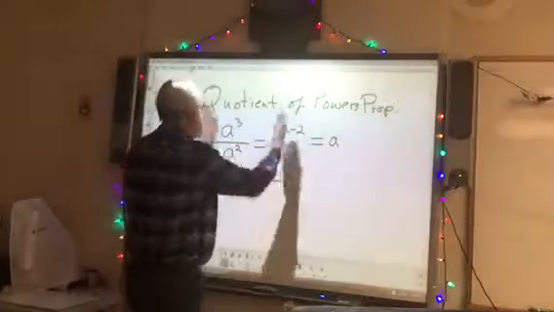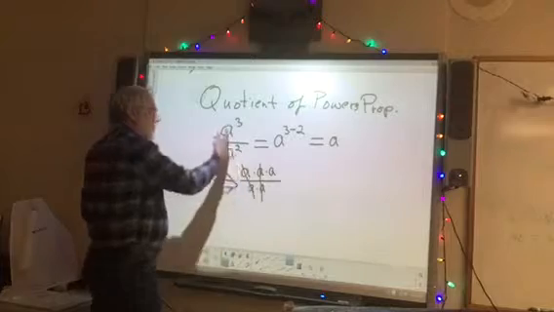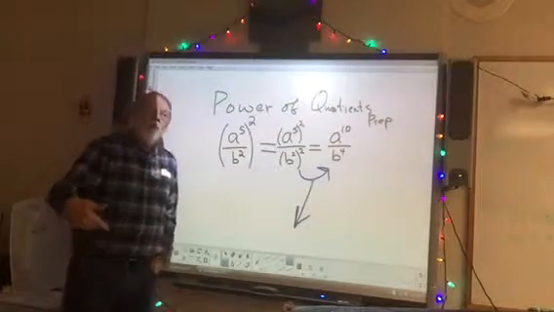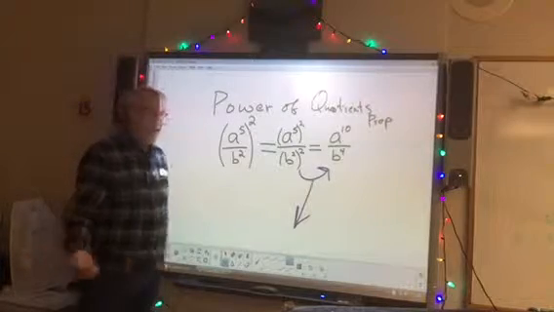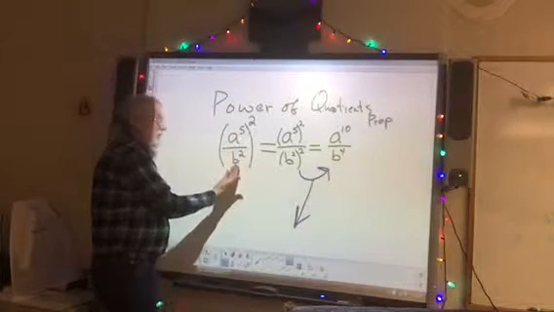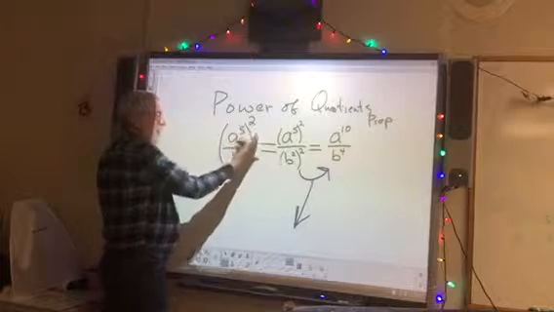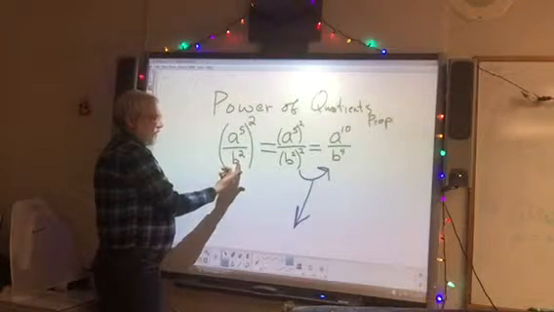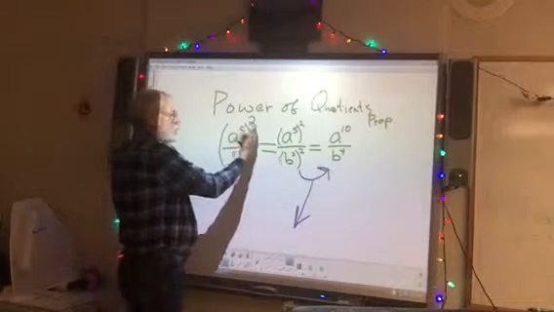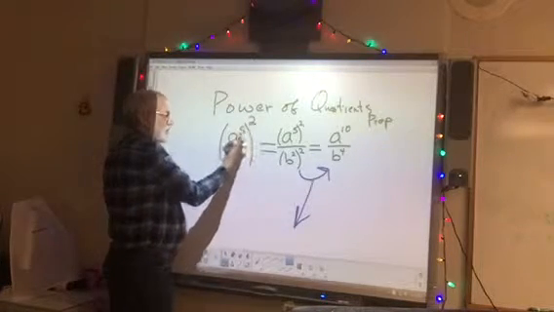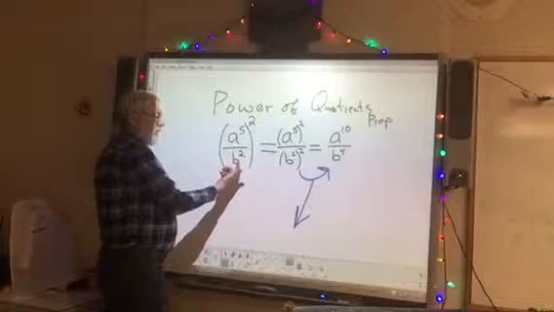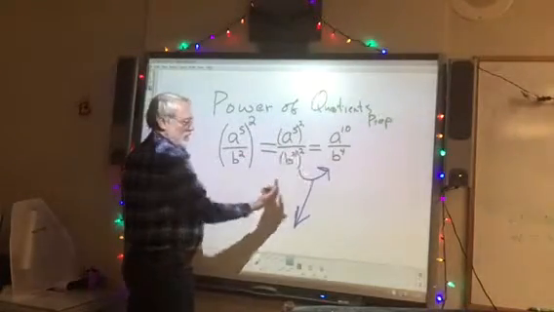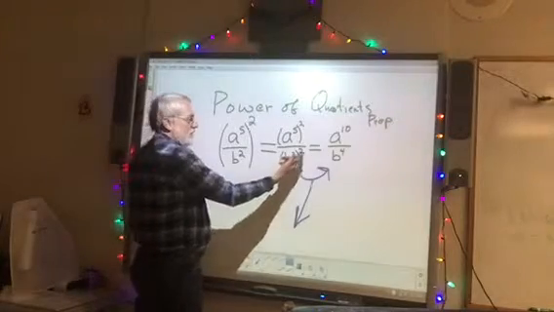Almost blew that. All right, so that's the quotient of powers. Quotient of powers property. Next we have the power of quotients property. That is, we have a quotient that we're raising to a power. So we call it the power of quotients property. Again, what happens is we can apply this exponent to each, the numerator and the denominator. So we have a to the 5th squared, b squared squared. So b to the 2nd squared.